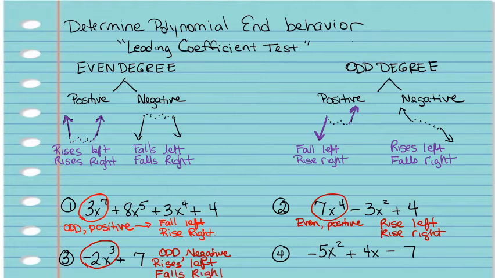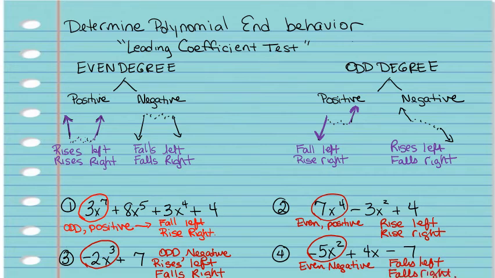And last but not least, we have an even negative. And again, an even negative, both are the same, they both fall left and fall right.